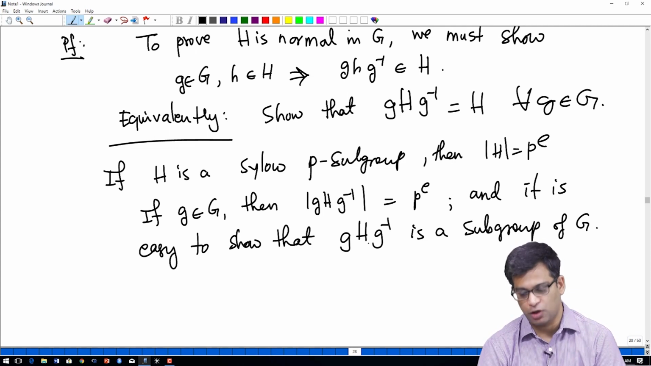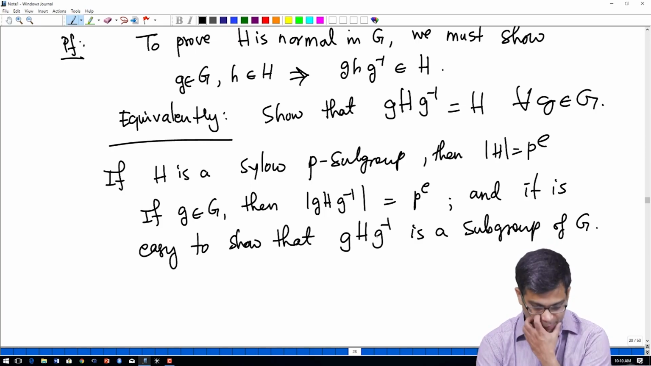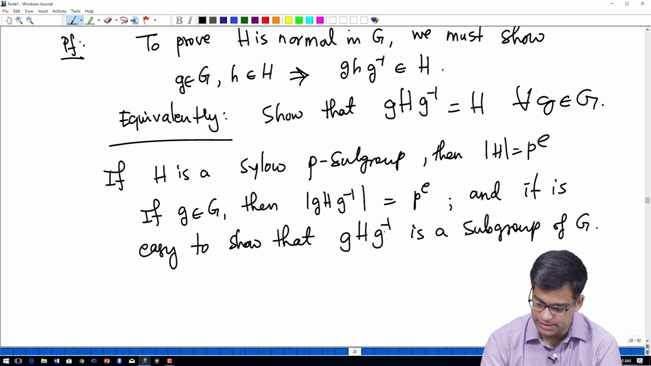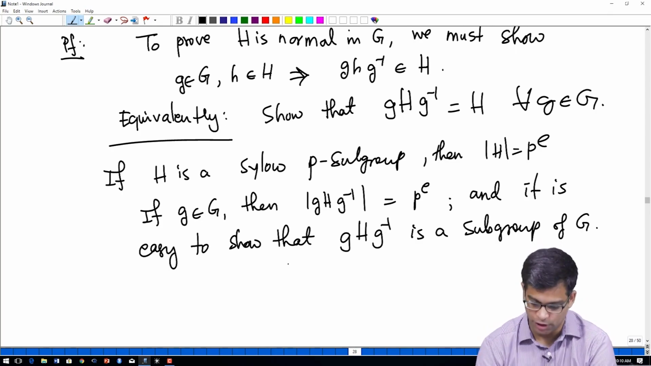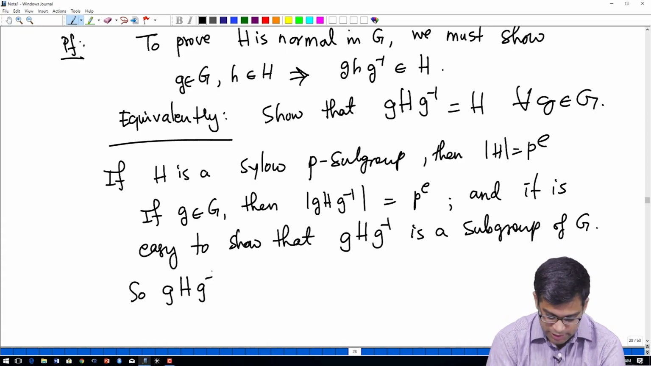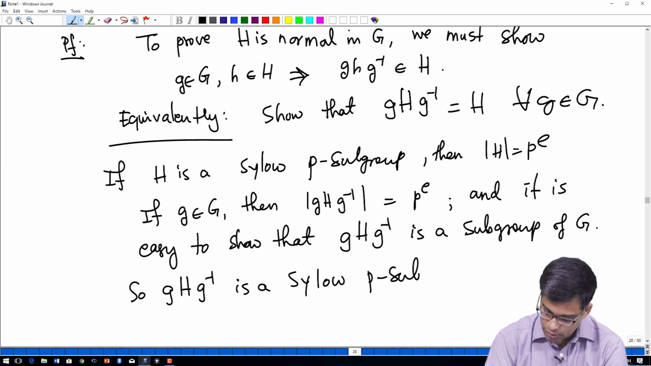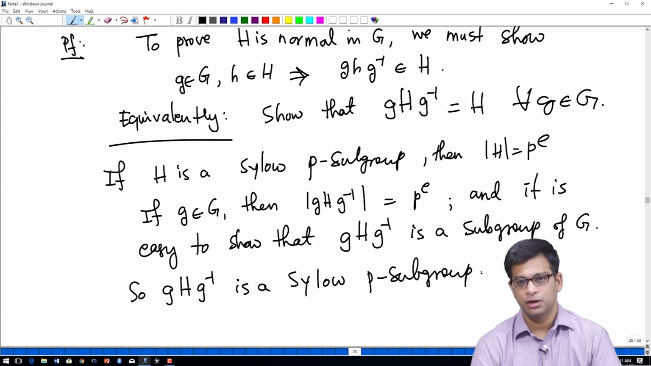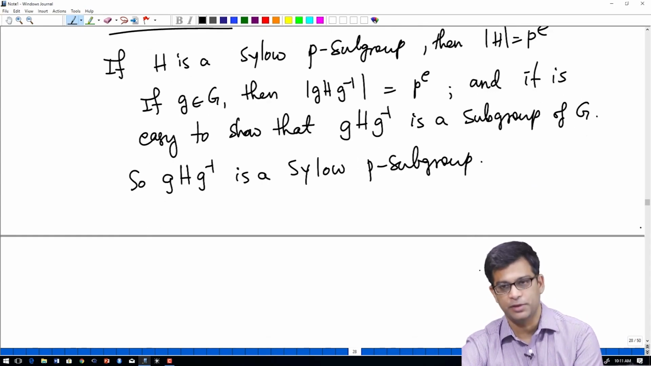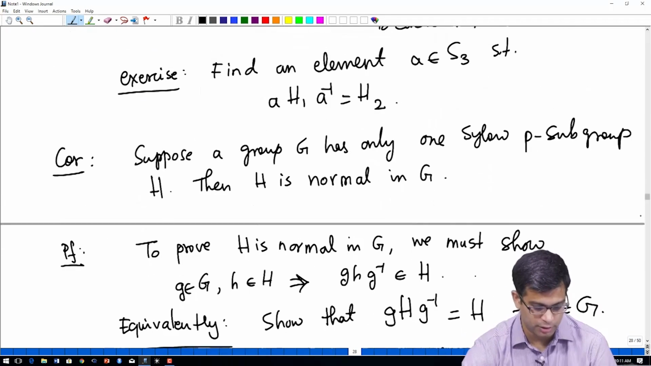g times e, where e is in H, times g inverse is e, and any two things like this have their product also a thing like this, and the inverse is also a thing like this. So, it is an easy exercise to show that g H g inverse is a subgroup of G and it has p^e elements. So, g H g inverse is a Sylow P subgroup. Remember, Sylow P subgroup is a fancy term for just a subgroup of order p^e. g H g inverse is a Sylow P subgroup because it is a subgroup and it has order p^e.